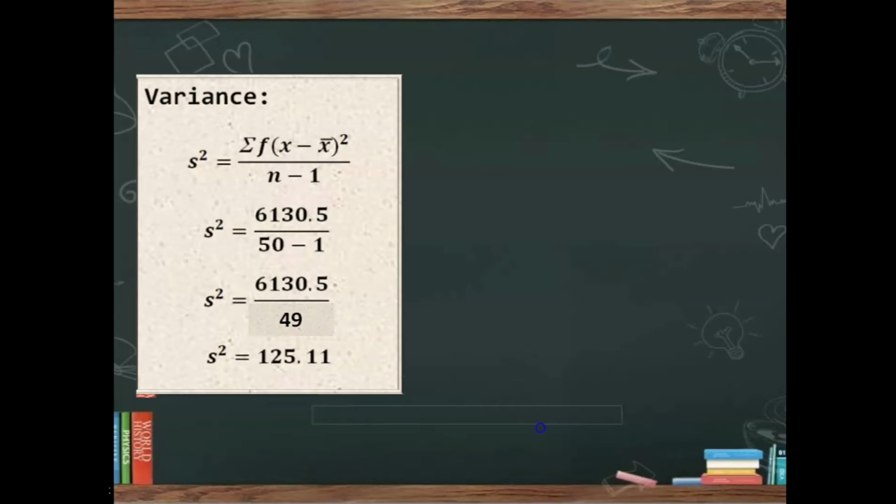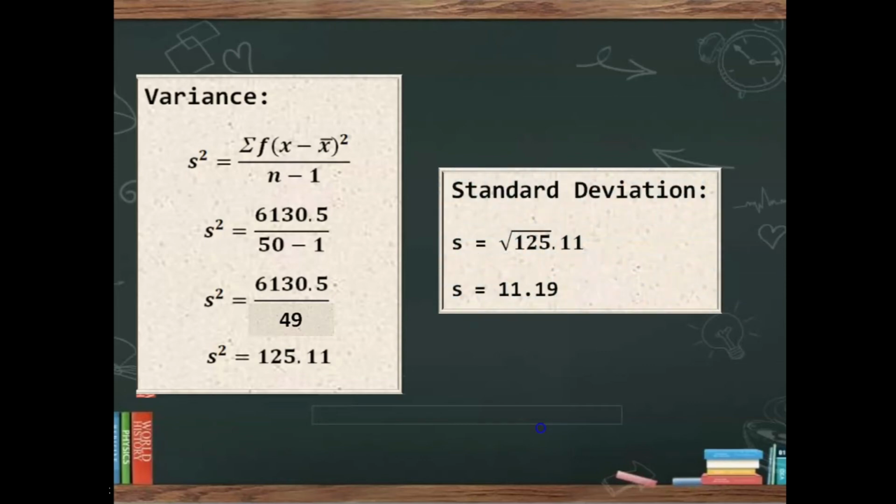So 6,130.5 divided by 49 is equal to 125.11. The variance is 125.11. Standard deviation is the square root of the variance. The square root of 125.11 is 11.19. So the standard deviation is 11.19.